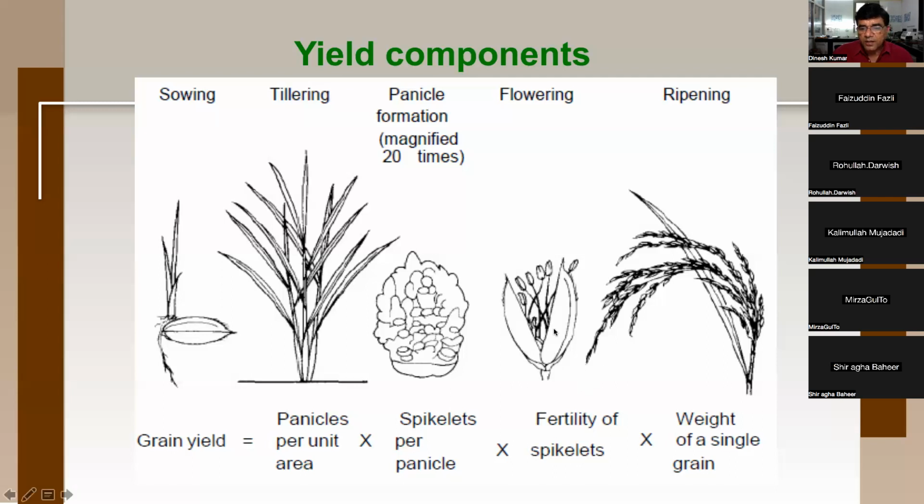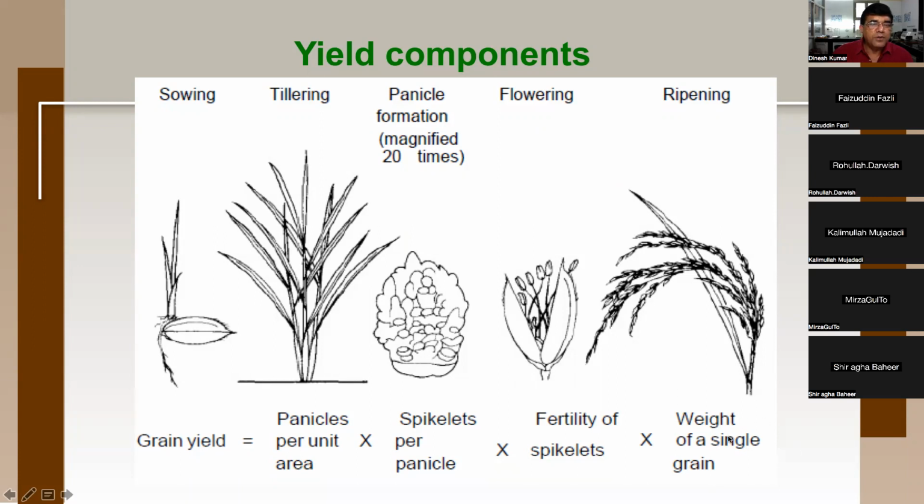And then comes the fertility, and then the weight of a single grain. How much is the weight of a single grain? So if somebody asks you to calculate the grain yield of rice, you should estimate or compute. Then you can multiply these four things to get the grain yield of rice. Here we are estimating the grain yield of rice, which is panicles per meter square or per unit area into spikelets per panicle. How many total spikelets are there? And out of which, how many are fertile? So into fertility percentage of the spikelets.